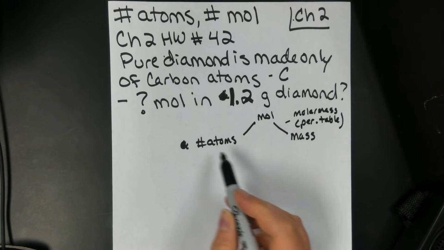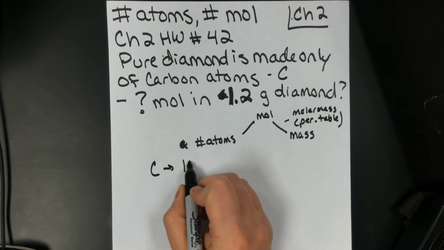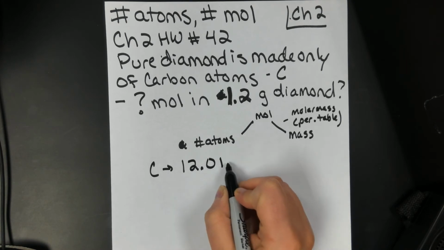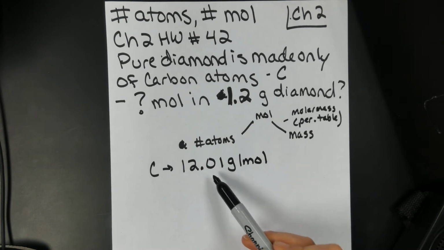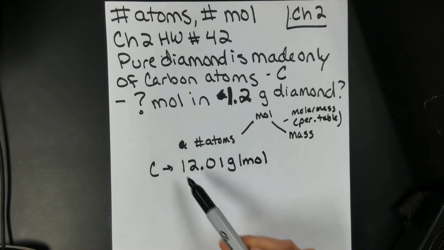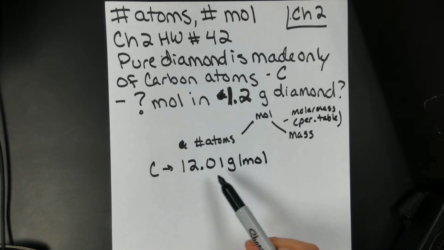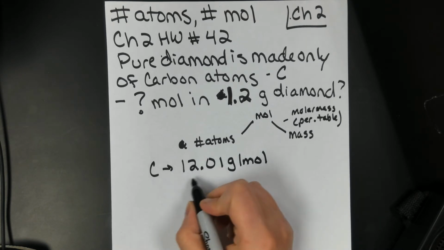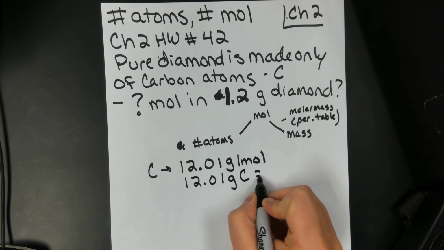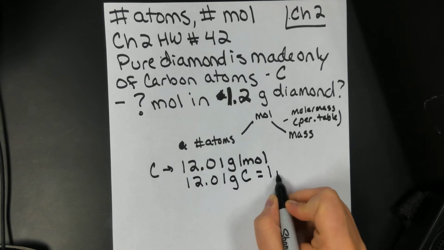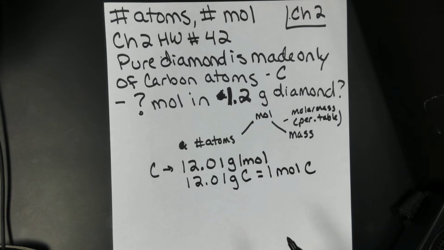Neat. I look at the periodic table and I see that carbon has a molar mass of 12.01 grams per mole. If I would like to have a whole mole of carbon, I need 12.01 grams of it. So this is the conversion that we're going to use. You could even picture it this way: 12.01 grams of carbon is equal to 1 mole of carbon.